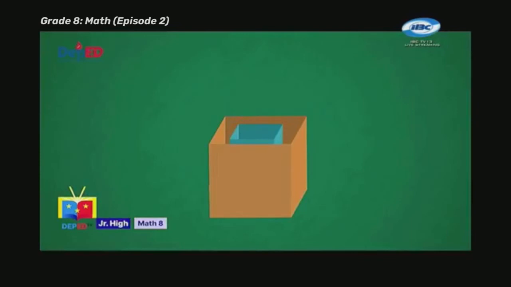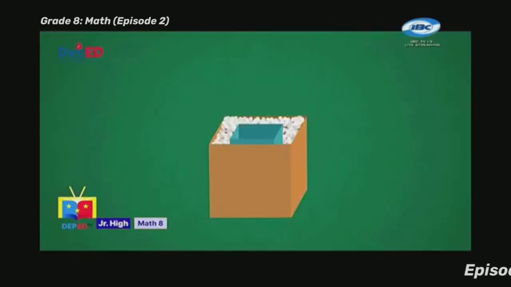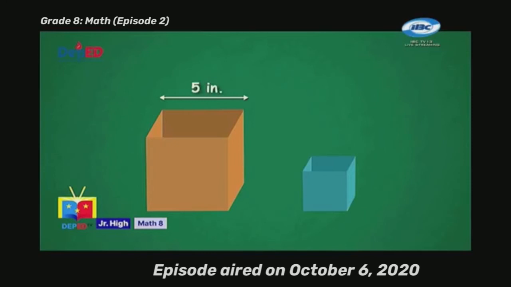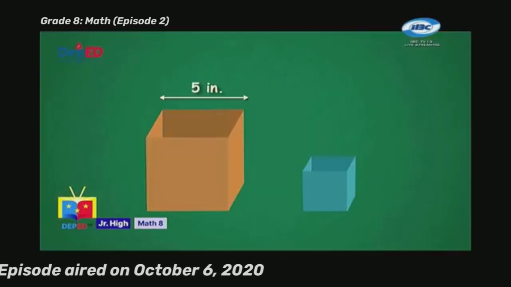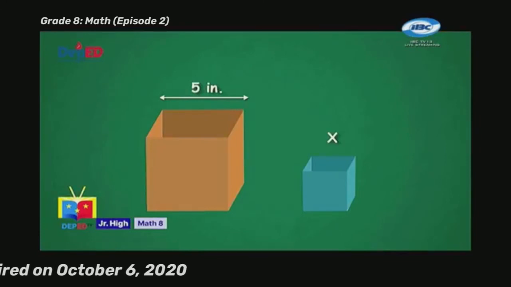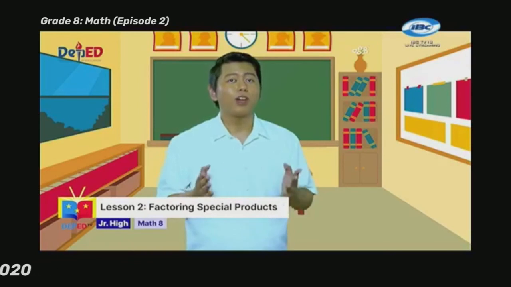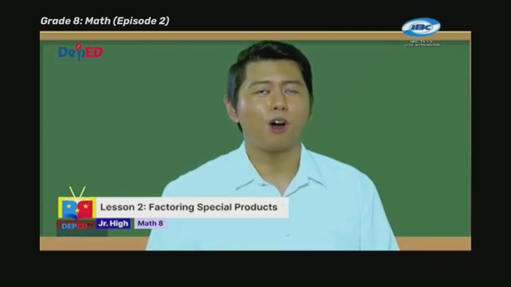And to keep it safe, I will insert some styrofoam chips that will fill the empty space in the bigger box. How much styrofoam chips is needed to fill the space and completely secure the smaller box? The bigger box has a width of 5 inches, but I do not know the size of the smaller box. So let us represent it with x. Since we are asked about the amount of space to be filled, we are talking about the volume. What is the formula for the volume of a cube?